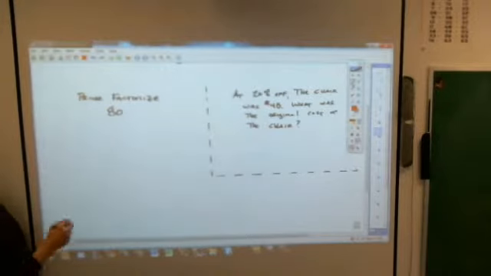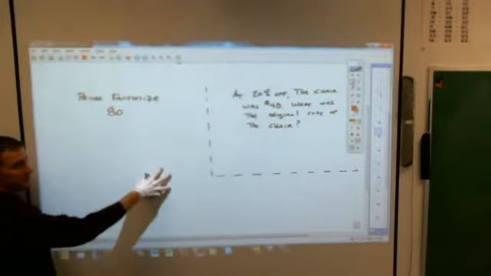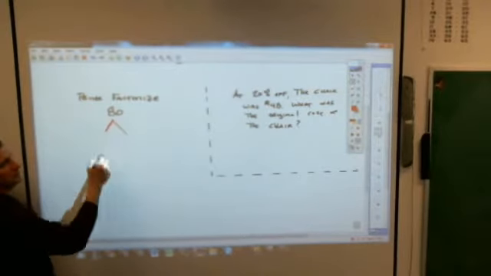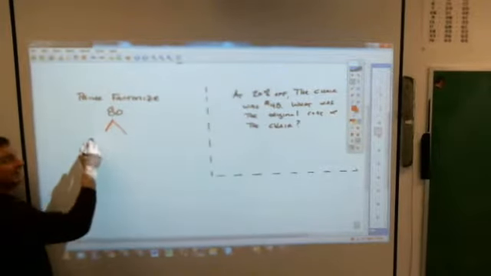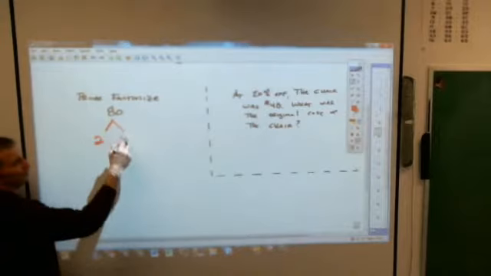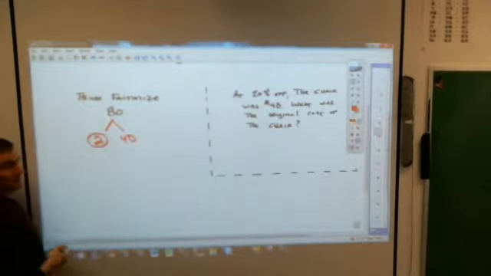Do you remember this? This is that tree thing. You could either do it by division by primes or the tree thing. Usually people think about this. You just break this down into what times what gives you 80. All right, 2 times 40. You can stop with 2 because it's a prime number. It can't be split up.